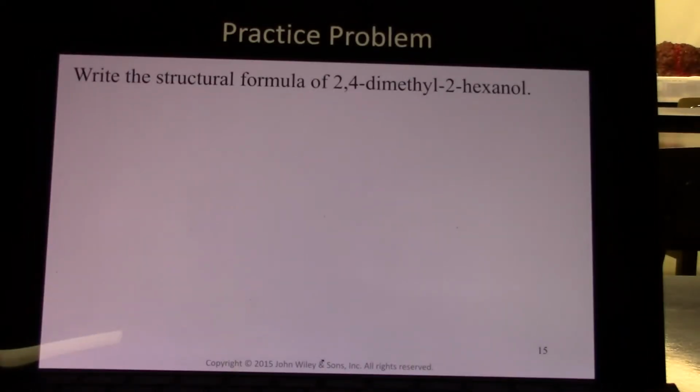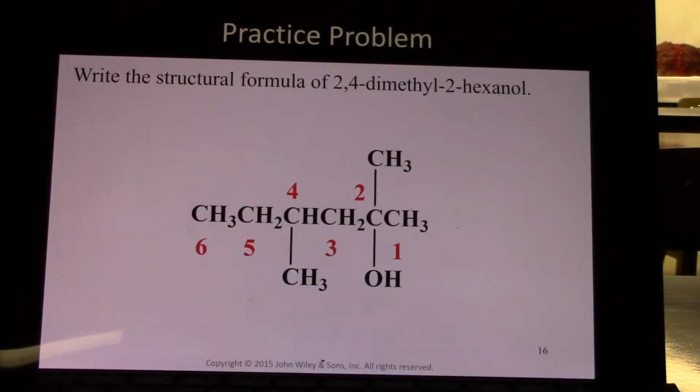Write the structural formula of 2,4-dimethyl-2-hexanol. Well, let's start with hexanol. We know we have 6 carbons to work with, so we draw them out. And we know that it's 2-hexanol, so the OH group is coming off of carbon 2. And then 2,4-dimethyl, off of carbons 2 and 4, we add methyl groups.